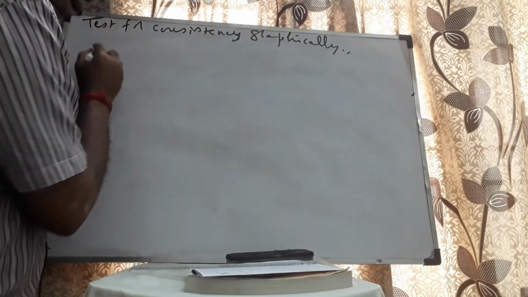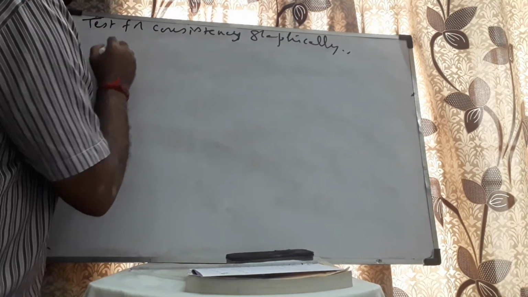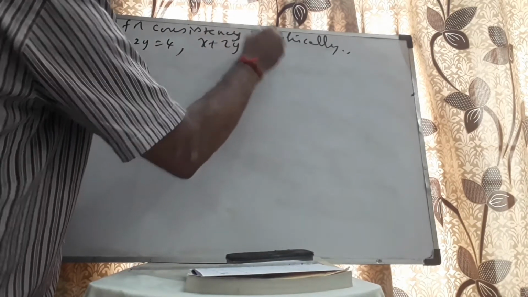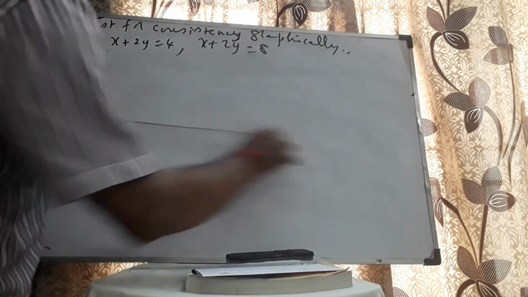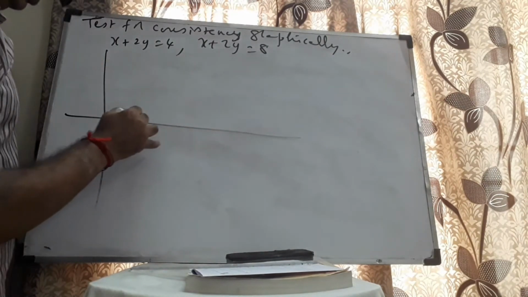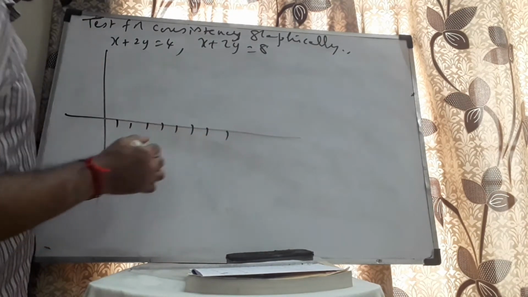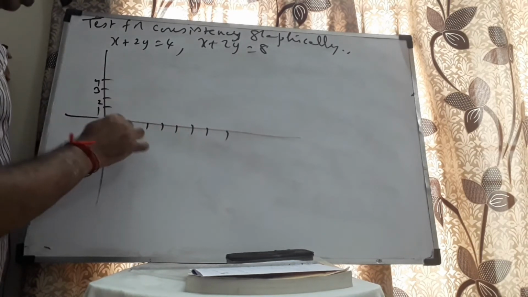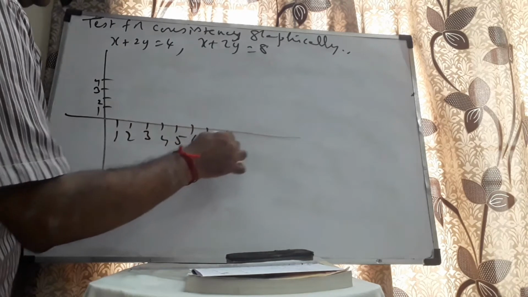2x plus 2y is equal to 4. x plus 2y is equal to 8. Let us just listen carefully. 1, 2, 3, 4, 5, 6, 7, 8.